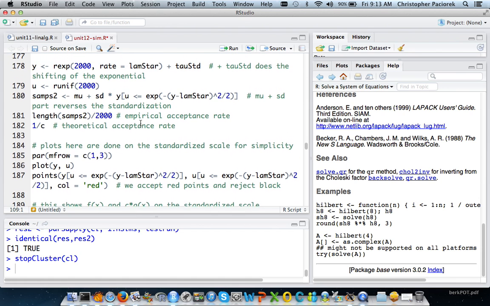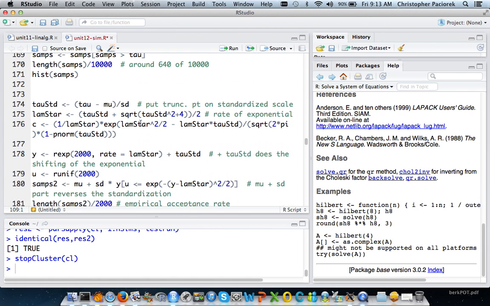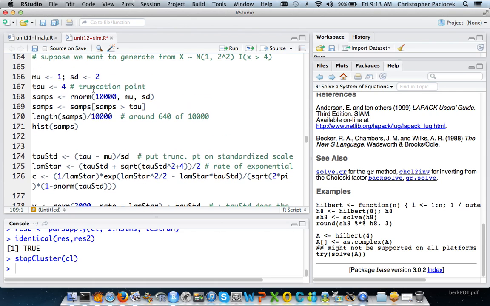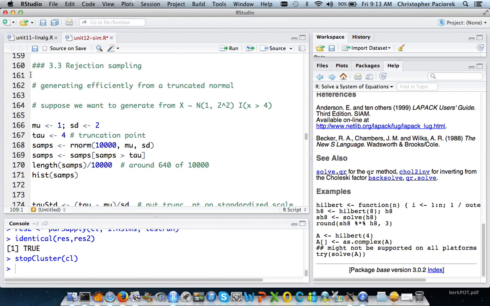And there are some details here in terms of setting up this shifted exponential distribution and calculating c. And there's a reference in the notes to the paper where I got those details from. So I won't go through the details of exactly those calculations, but the idea is, suppose we want to sample from a normal distribution with mean 1 and variance 4, and sample from it such that we're only sampling values bigger than 4 in that distribution.